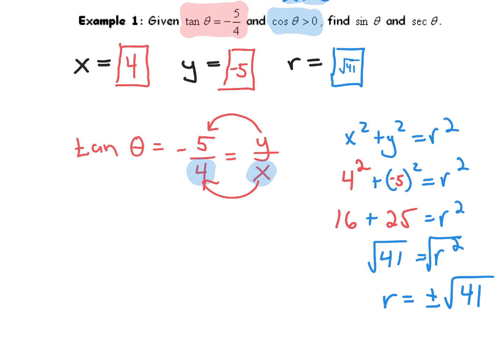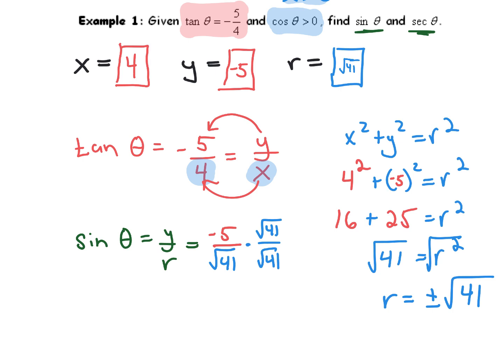Okay, so we're tasked with two things. I have to find sine and I have to find secant. So the goal is to find the three letters. That way you could just use your formulas. Like sine is y over r. So if sine is y over r and y is -5, r is the square root of 41. This turns into -5 over your square root of 41. You can rationalize the top and bottom.